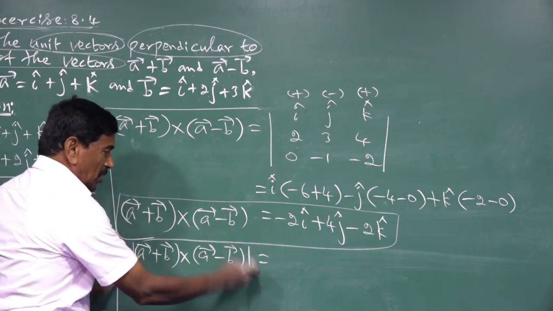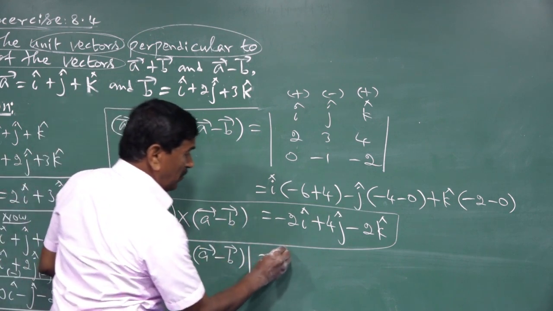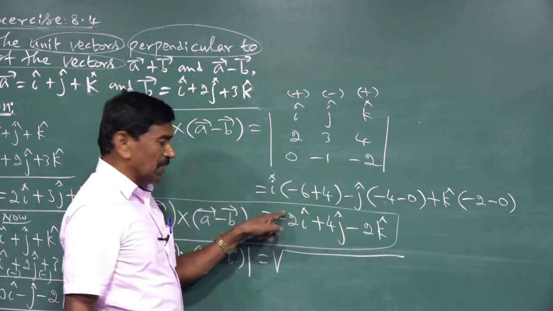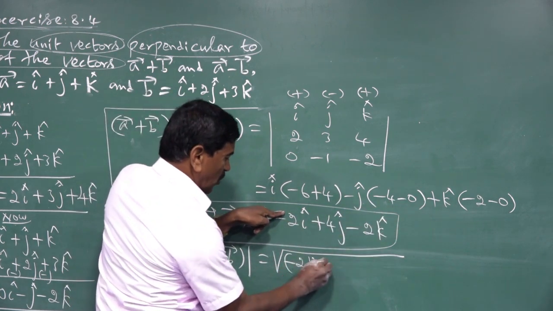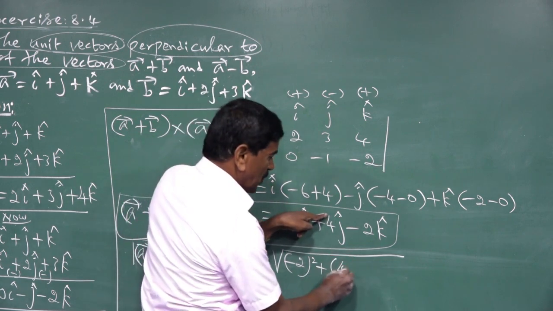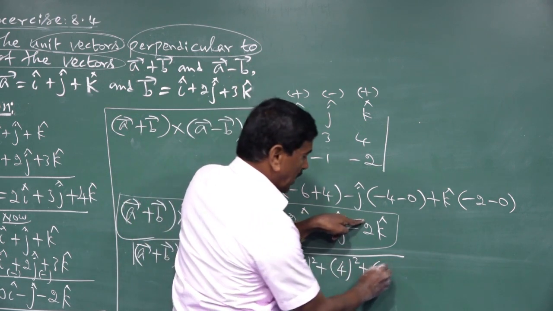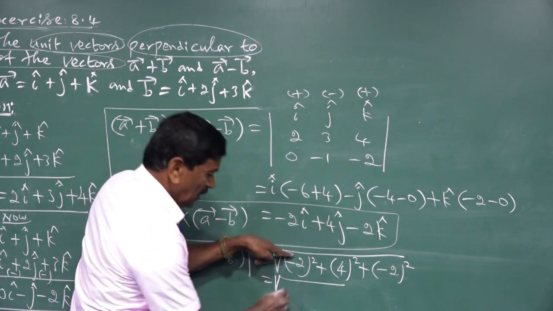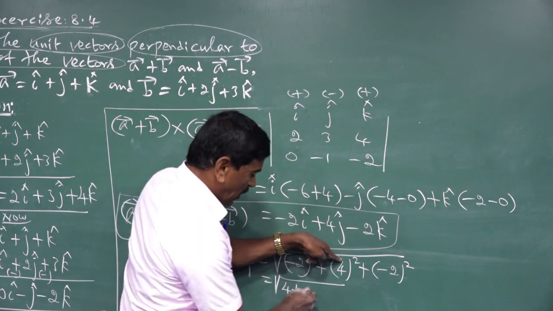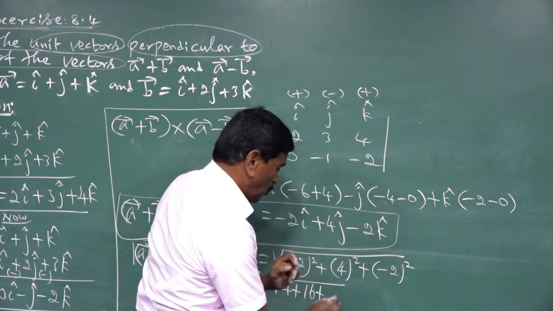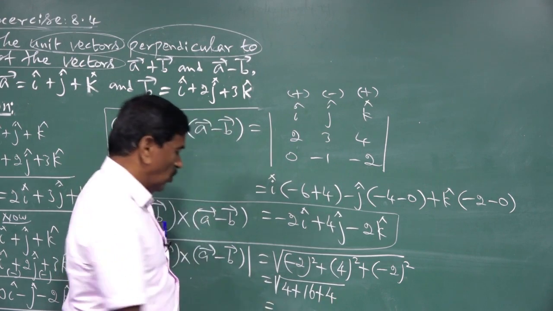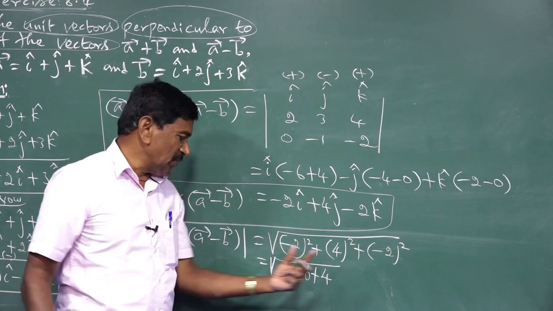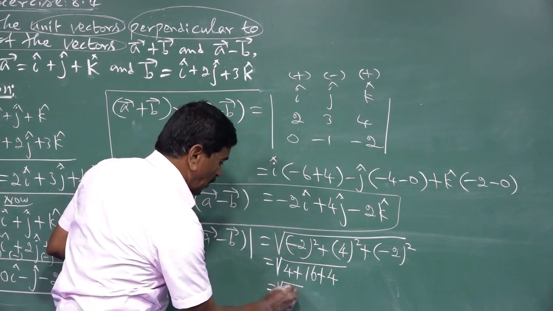Modulus of this vector is equal to the square root of the sum of the squares of the i, j, k coefficients. The i coefficient is minus 2, so minus 2 the whole square, plus 4 the whole square, plus minus 2 the whole square. That is the square root of 4 plus 16 plus 4. 16 plus 4 is 20, 20 plus 4 is 24. That is square root of 24.